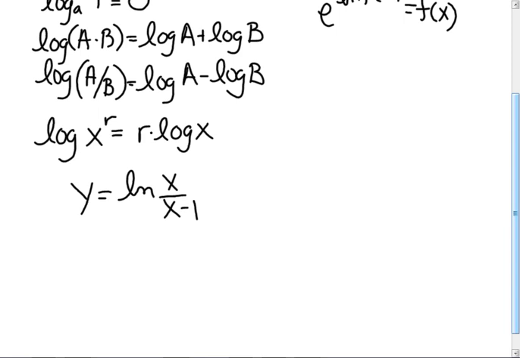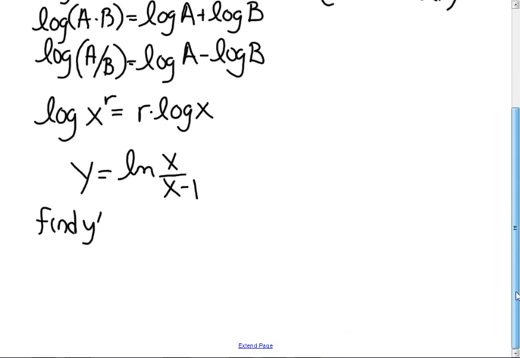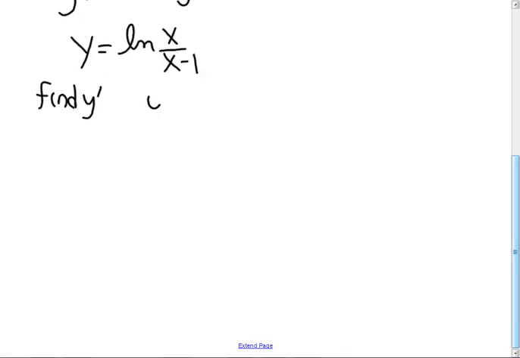I want the derivative. Find y prime. Now, you can do this. How would you do it if you didn't simplify it? Well, y prime is 1 over whatever's in there, which is this thing. And then what would you have to do? Chain rule times the derivative of the inside function.